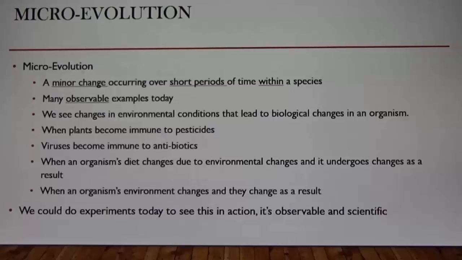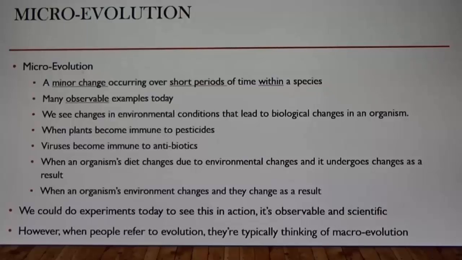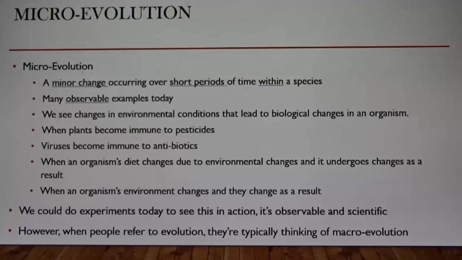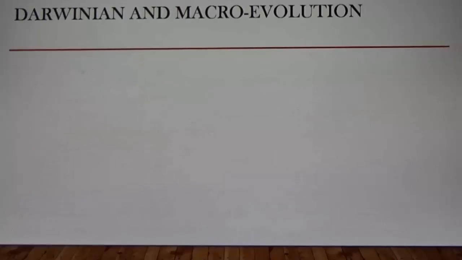So we could do experiments today, and experiments are done today to see microevolution in action. Microevolution is observable and it is scientific. We're going to say adaptation from now on, or speciation, or natural selection, just because we don't like the word evolution, because it draws to mind Darwinian evolution, and we're going to try to make distinctions, so we're going to try to avoid that. However, microevolution is completely fine, and it does not contradict Christianity or creationism at all. However, when people refer to evolution, they're typically thinking of macro or Darwinian evolution, so we'll talk about those.